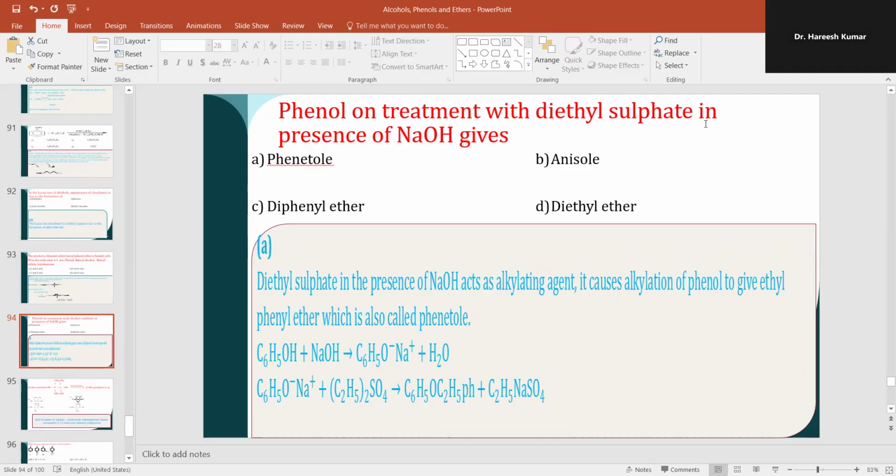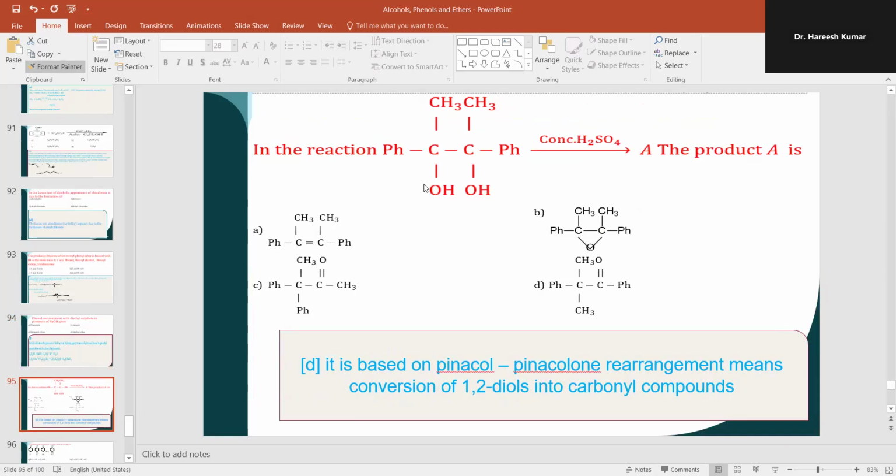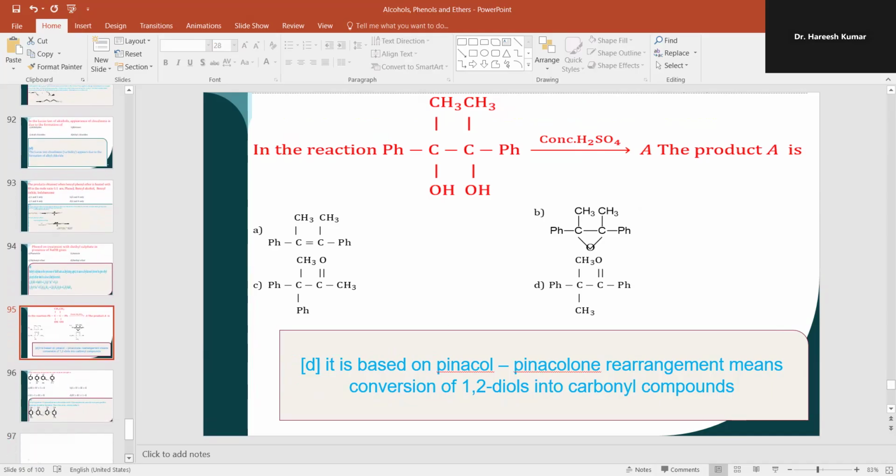Phenol on treatment with diethyl sulfate in presence of sodium hydroxide. So diethyl sulfate in presence of sodium hydroxide acts as an alkylating agent. It causes the alkylation of phenol to give ethyl phenyl ether, which is also called phenetole. So here it's nothing but a pinacol-pinacolone rearrangement. So based on the pinacol-pinacolone rearrangement, 1,2-diol is converted into pinacolone, a carbonyl compound. Let's take another question.